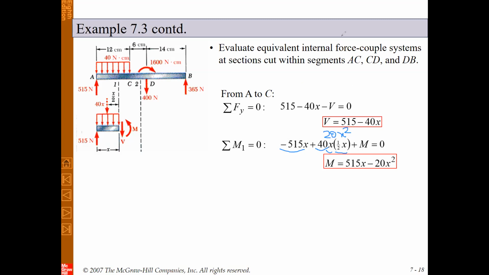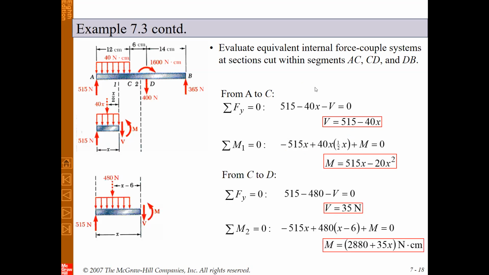Okay, so this is the bending moment and shear force for this part. The next section is between C and D. In this interval, if you plot the free body diagram, the distributed load will completely appear in this free body diagram. As you can see, this length is equal to 12 centimeter. And as you can see, the equivalent force is 480. It's not a function of x because this appears here completely.